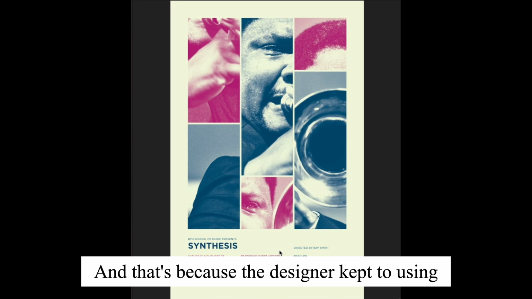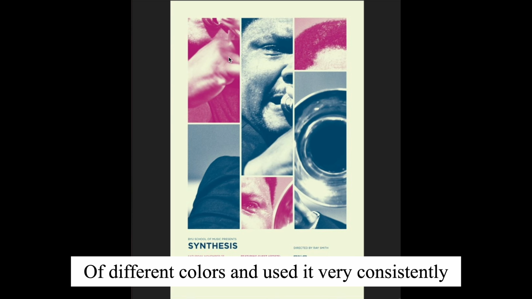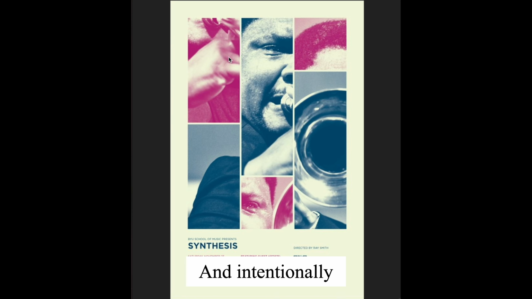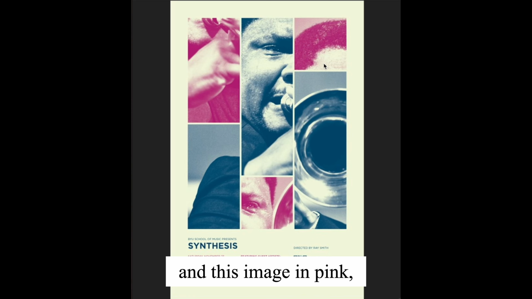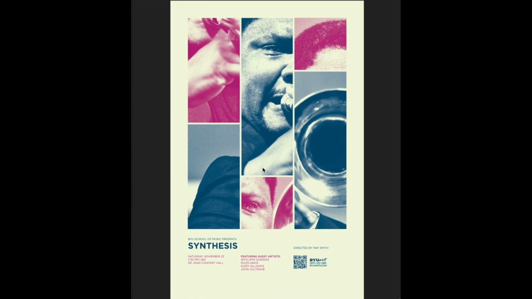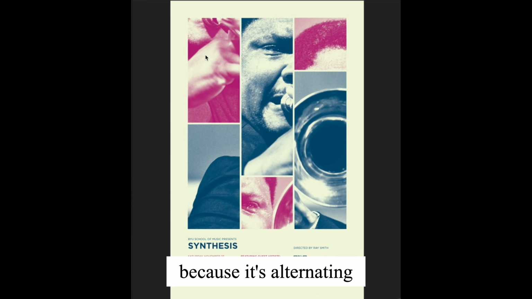And that's because the designer kept to using a certain color palette of different colors and used it very consistently and intentionally. For example, the designer highlights this image, and this image in pink, whereas these ones in blue. So it's a little bit balanced still, even though they're using the different colors because it's alternating.